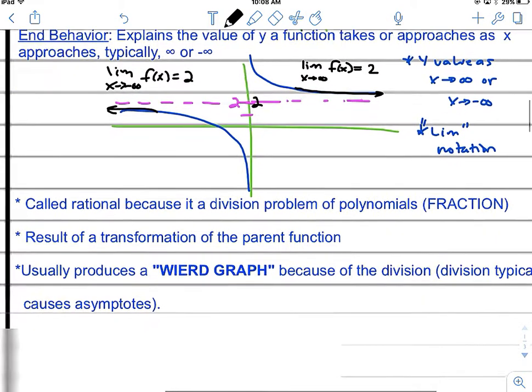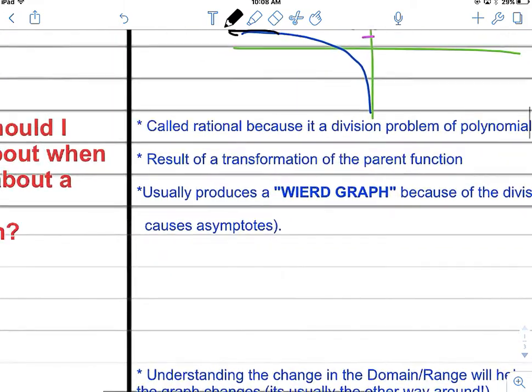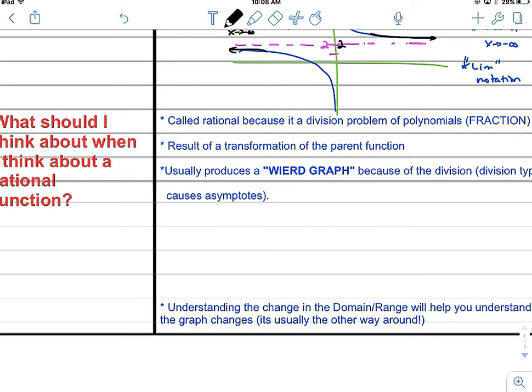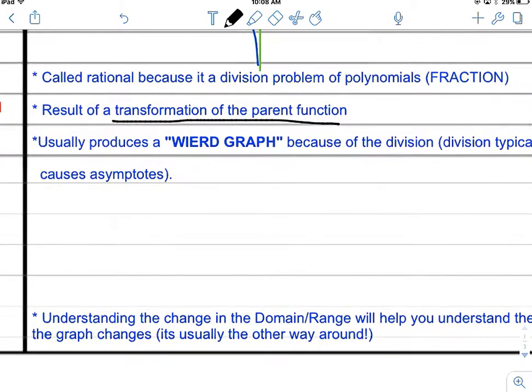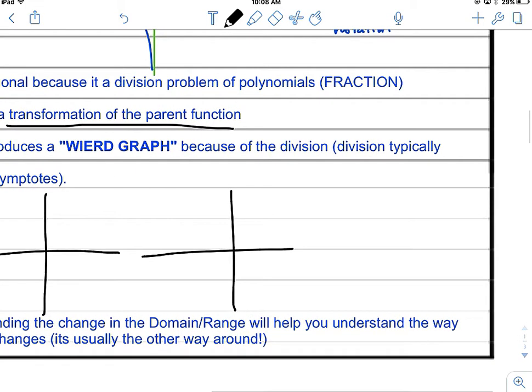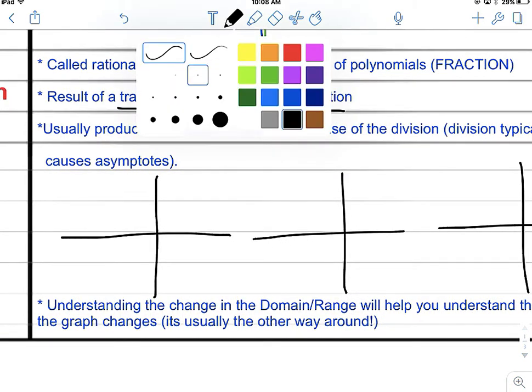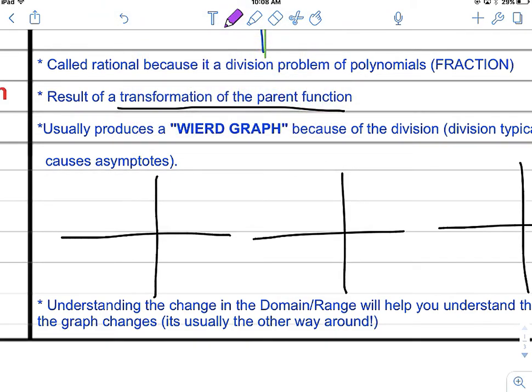Okay? So when we think about rational functions, what should we think about? Well, we talked about a lot of these. This is kind of like a mini summary. We call them rational because the division problem is going to result as a transformation of the parent graph. I'll get to that in a second. But the big thing to consider is that it's going to be a weird graph. When you talk about rational functions, it's really hard to say what kind of graph you're going to get. You can get pretty skilled at reading the pieces and eventually at graphing them out. But it's very difficult, without a lot of experience, to look at a rational function and have a good sense of what it's going to look like.